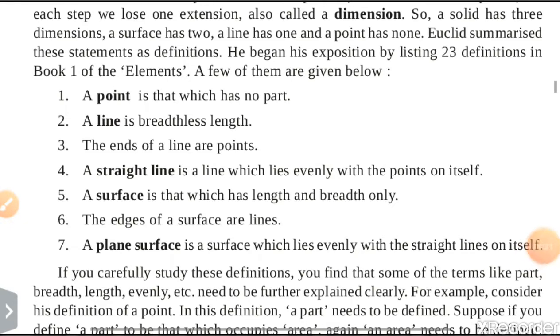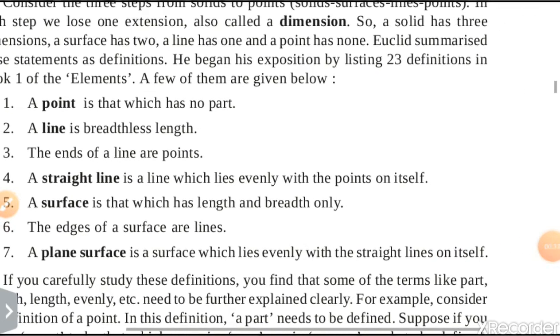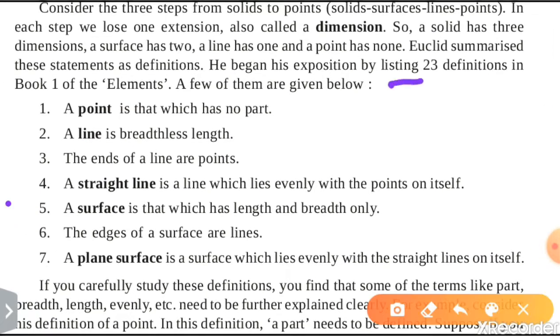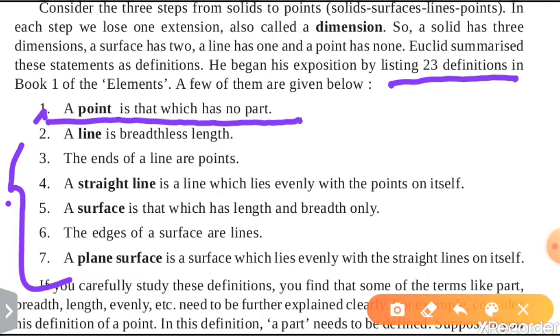He gave so many definitions. He gave 23 definitions and a few are in front of you. You can see, one by one I am going to read. A point is that which has no part. You know very well, because this is a point and it has no part, no length, no breadth and no height. A line is breadthless length.